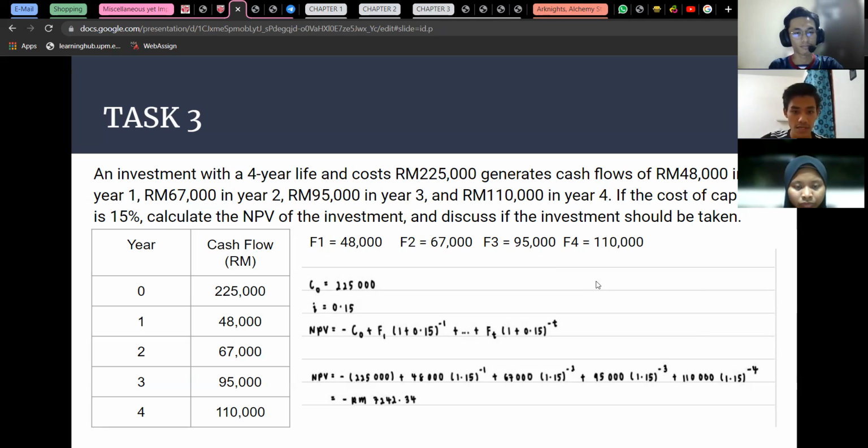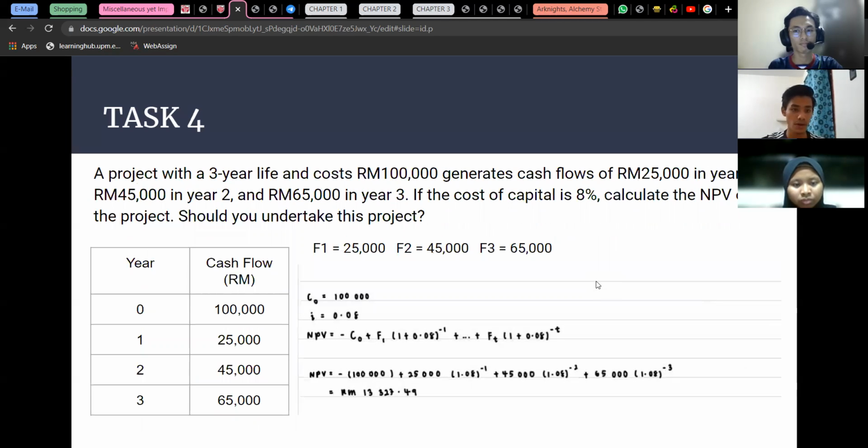So after that, we just key in the data into the formula of NPV minus C0, which is 225,000 ringgit, and then we get negative 7,242.34 ringgit. So since the NPV is less than 0, it is non-profitable. So the investment should not be taken. So that's for task 3. So next is for task 4.